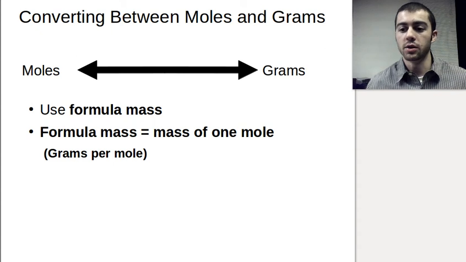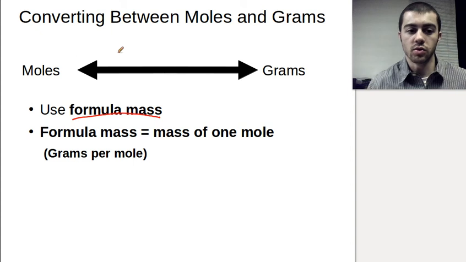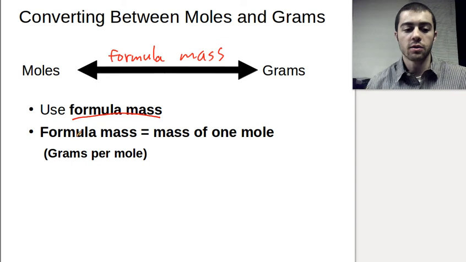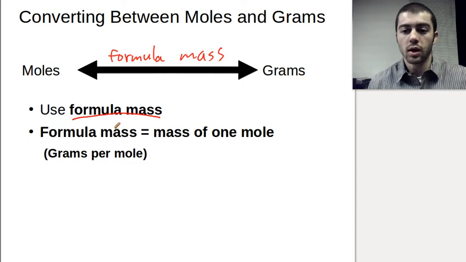So the next thing we're going to do here is converting between moles and grams. To do this, we use the formula mass. So between moles and grams, it's going to be formula mass as our conversion factor. What the formula mass is, we've talked about this already. We've used atomic mass units so far and said that the formula mass is how many atomic mass units are in 1 molecule or atom of whatever we're measuring.